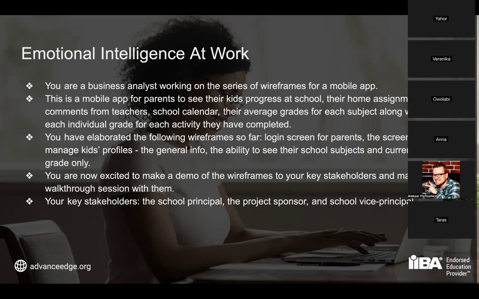Remember, this is a private school, and they want to create a mobile app for the parents of the kids who come to this private school, so that the parents can see their kids' profiles, their current progress, their grades at school, probably see some comments and messages from the teachers, the school calendar with the days off, and so on and so forth. And you have elaborated the following wireframes so far.